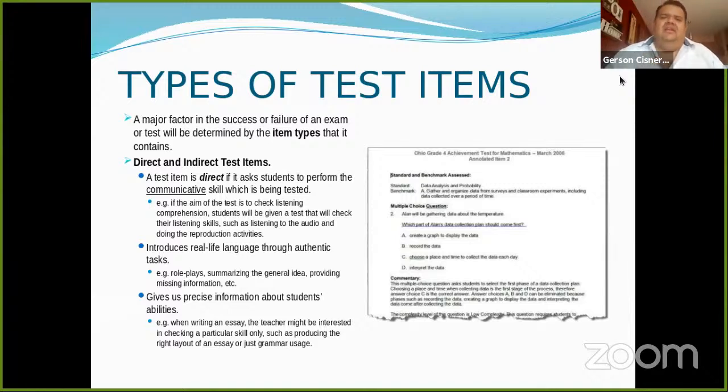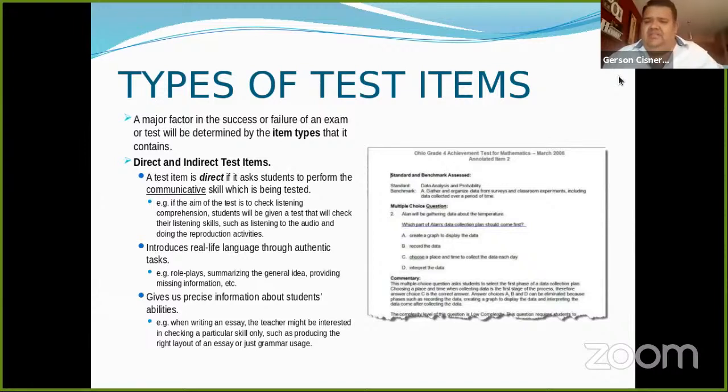All right. Also, another point, continue reading, Janice. Introduce real life language through authentic tasks. Role play, summarizing the general idea, providing missing information, etc. Very good. So in other words, it will introduce real life language in the tasks.